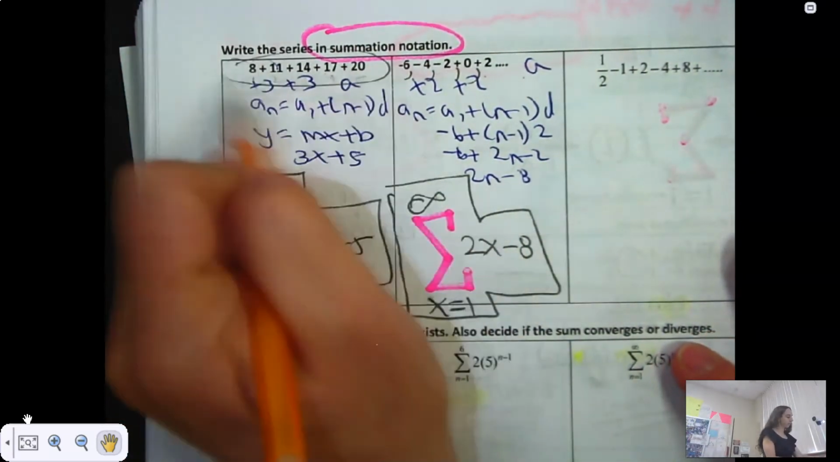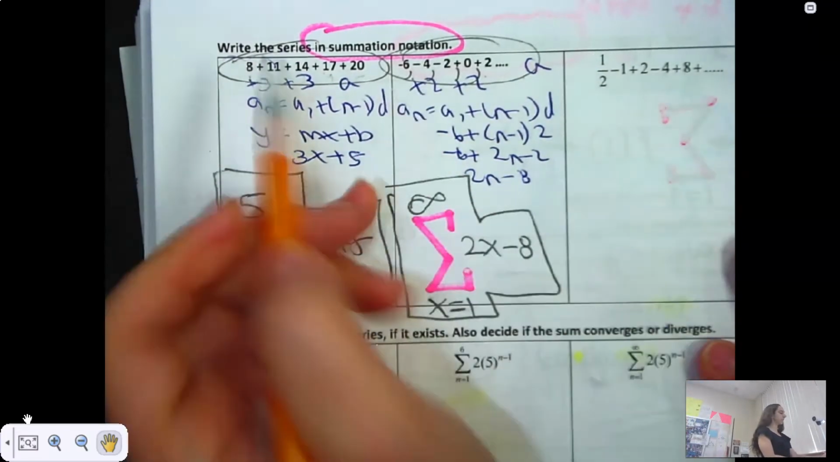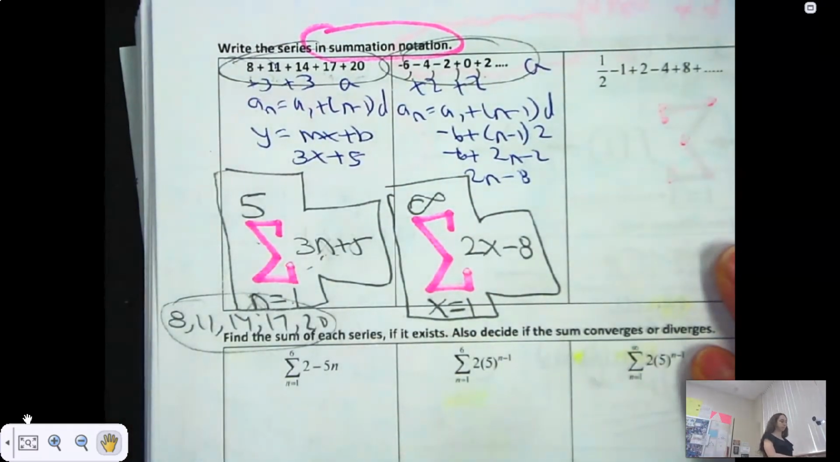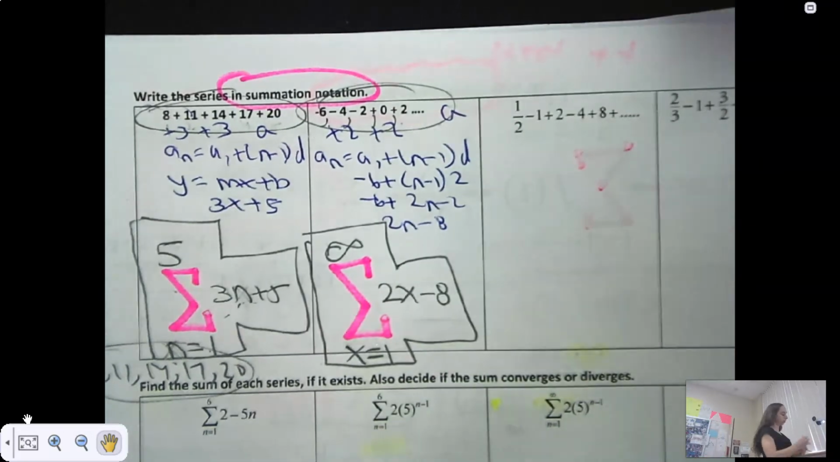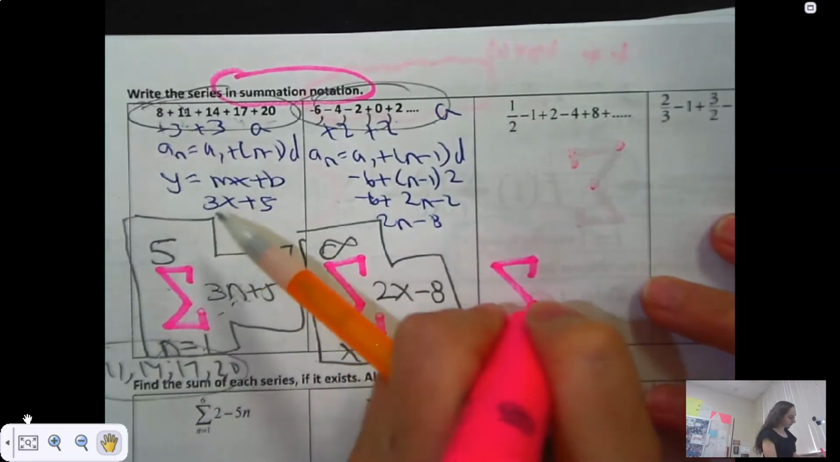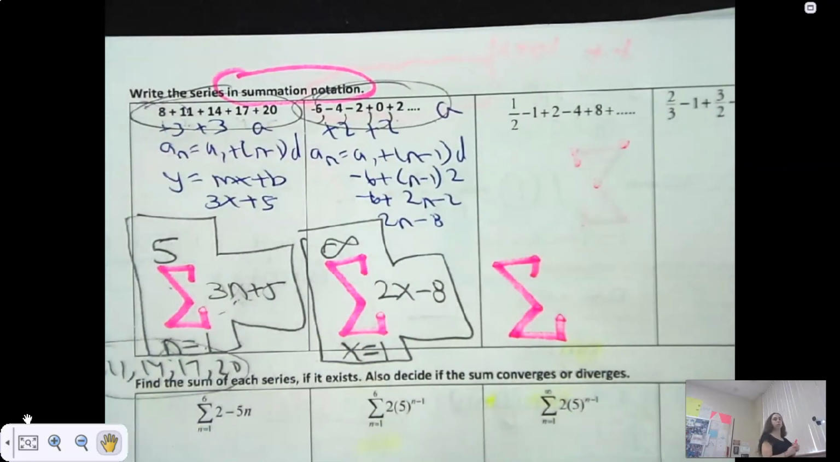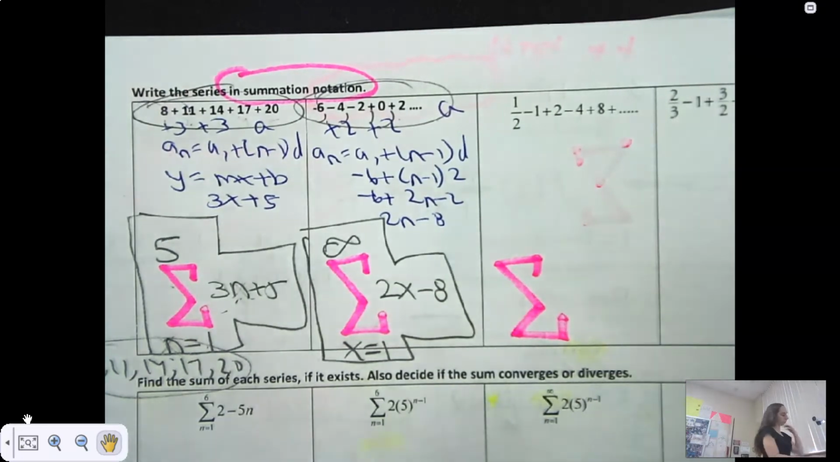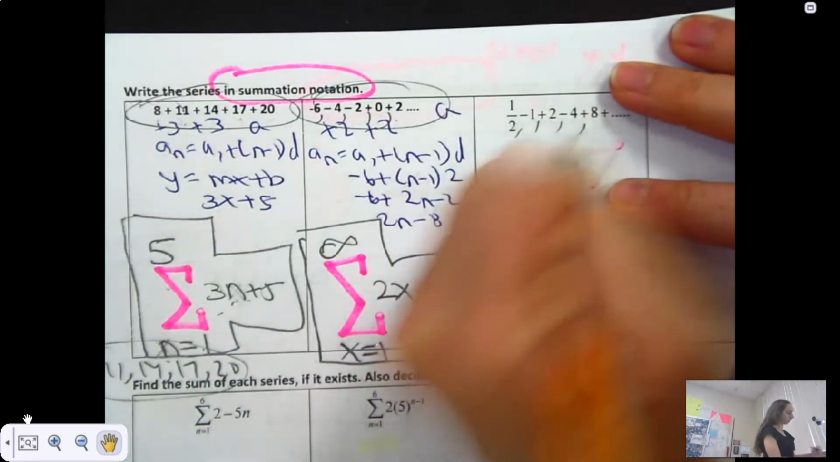Two different ways to do the exact type of problem. This is an infinite series. This is a finite series. Okay. Summation notation. We're not finding the sum. We're just writing it that way. So in a sense, comma, comma, comma, comma.